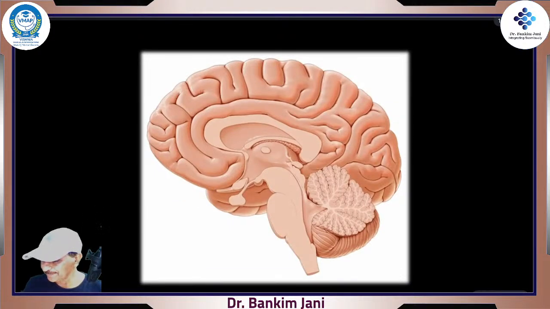Okay, so we talked about diencephalon. Diencephalon is the thalamus and the hypothalamus. The next structure which we are about to learn is this.